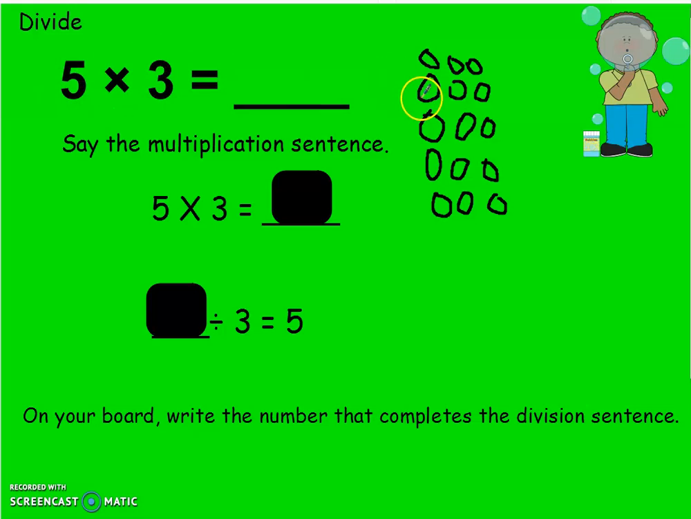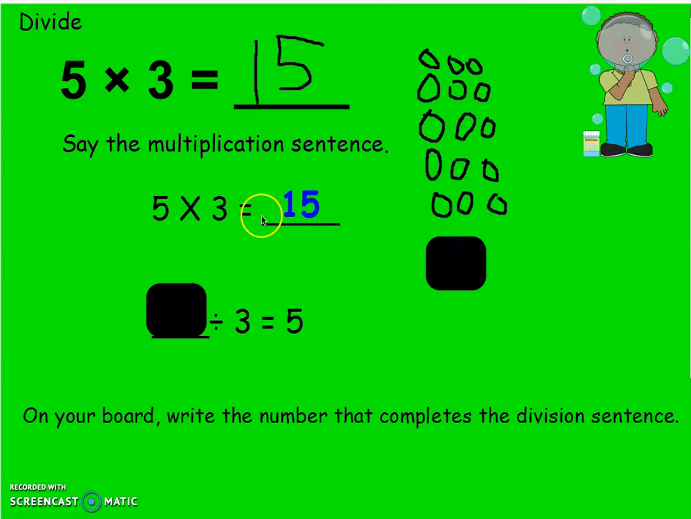So 5 times 3, we have 5 rows of 3. So how many do we have in total? If we count our circles, we should have 15, because we can count 1, 2, 3, 4, 5, 6, 7, 8, 9, 10, 11, 12, 13, 14, 15. We have 15 in total. So 5 times 3 gives us 15. And for our division problem, what should go in this space right here? Yeah, our 15 should go in the space right there.